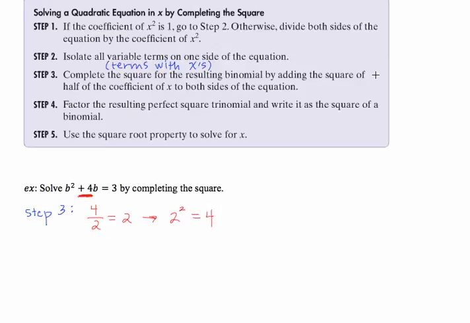Okay, so let me write this out over here in sort of more easy to understand terms. It is to divide the coefficient of x, or whatever your variable is, by 2, then you square it, whatever you get. And then that is what you're going to add to both sides.